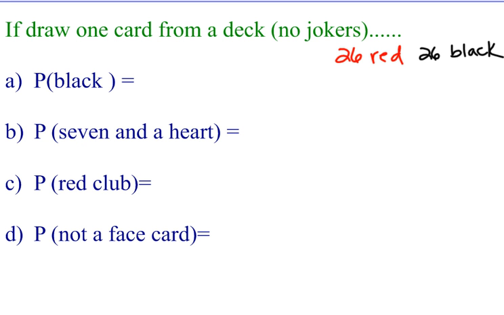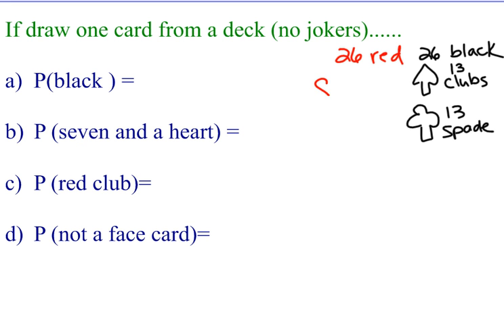The black suits, they're called. The black suits are the spades and the clubs, and I'm going to draw these as best I can. There's my clubs, and there are 13 of those, and then there's 13 spades. And then our red suits are diamonds and hearts, so we have 13 hearts and 13 diamonds.